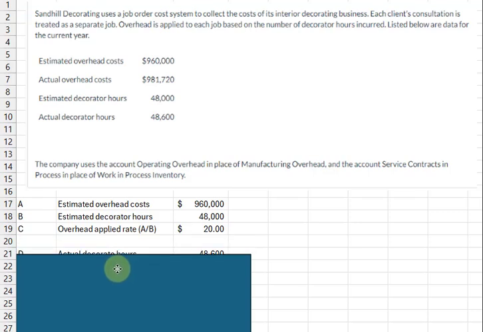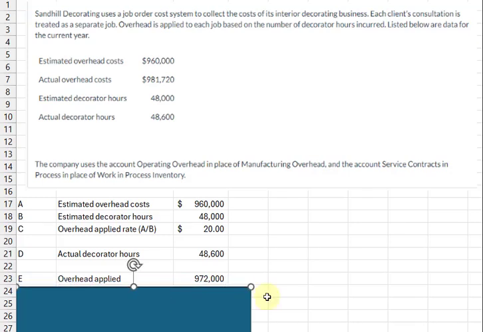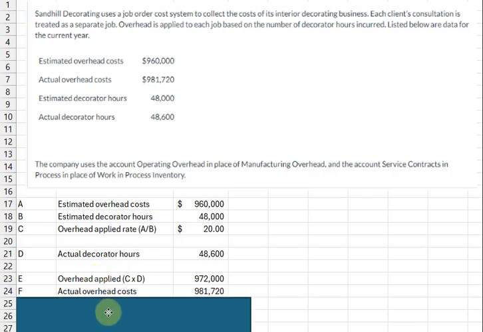Okay, now that we have that, we can put in the actual decorator hours, and I see I have a spelling error here. Let's add that R. 48,600. And we can do our overhead applied. Now, the overhead applied is calculated by taking C times D. So let's just show that as well. C times D. Okay, then we compare that to the actual overhead cost, which was $981,720.